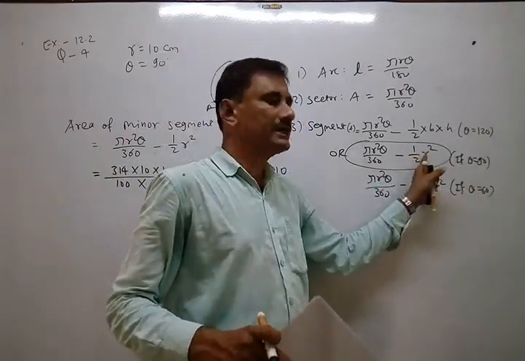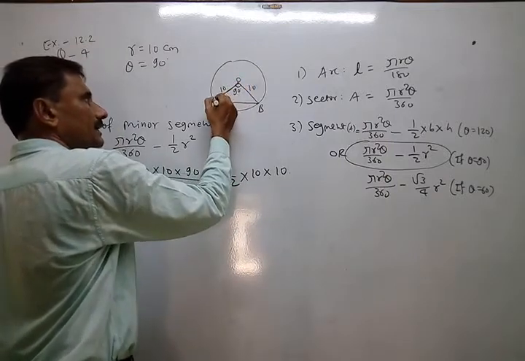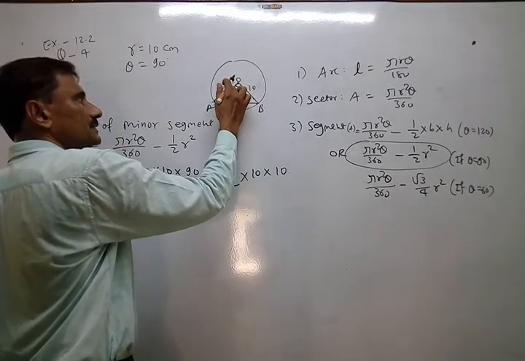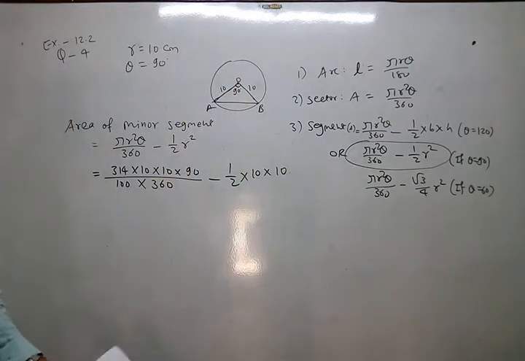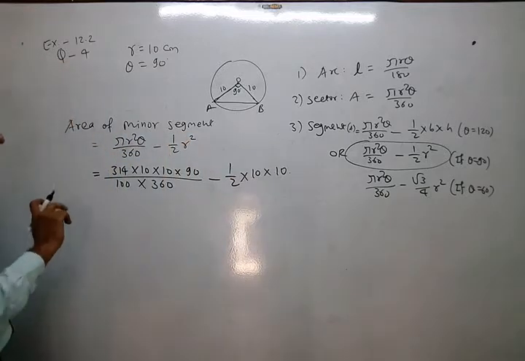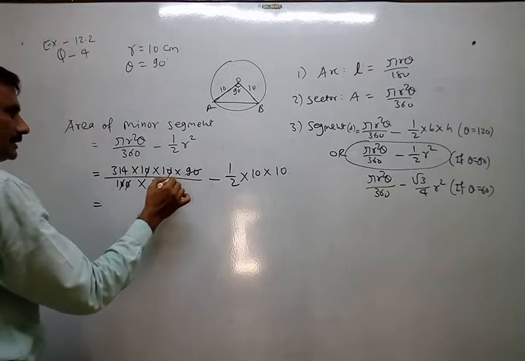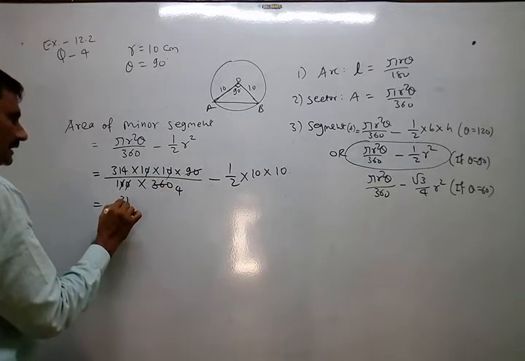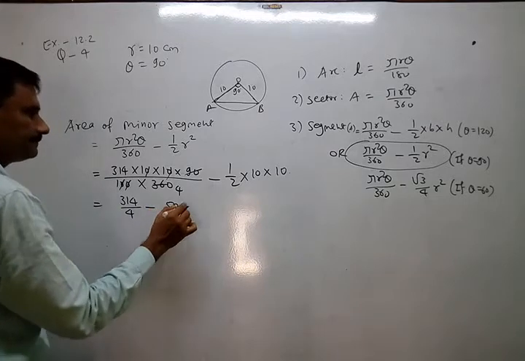Theta is 90, so we can use this formula. Why? Because look here, right angle triangle, half into base into height. So this is base and this is height. I need one side as base, the other side as height, and both sides are equal. So r into r, square. Now just simplify. Both zeros cancel, 90 into 4. So what is left is 314 upon 4 minus 50.